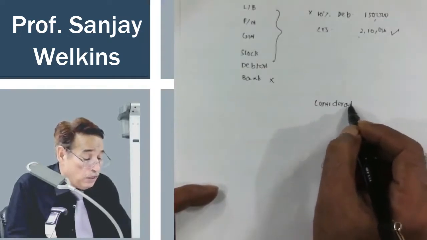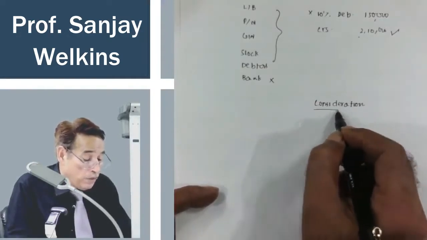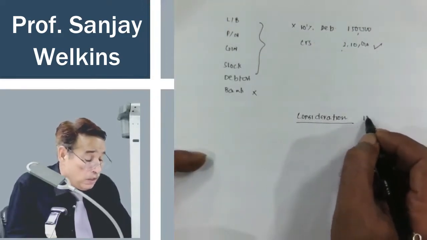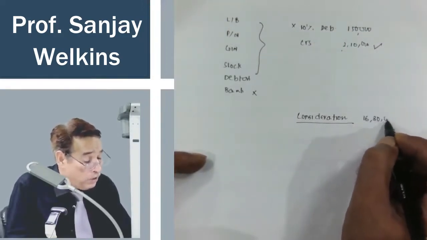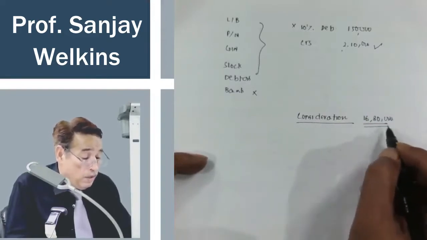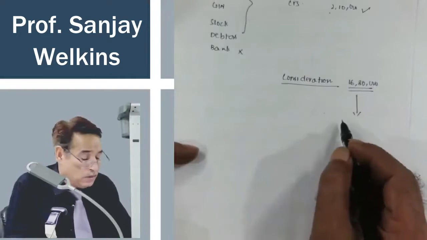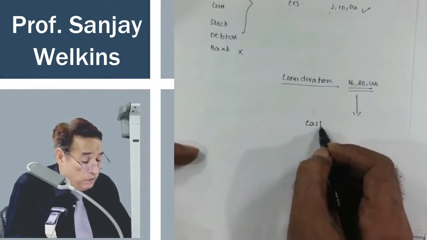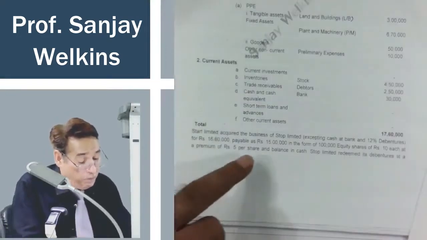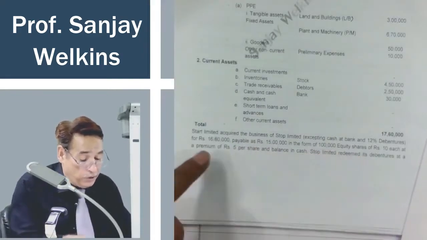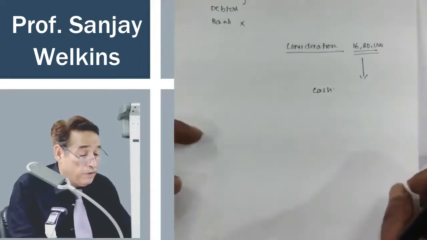And we will see in the upcoming questions that we will have to compute the consideration. In this question, it is given. So the consideration amount is 16,80,000. Correct? Further, it is given how the purchasing company will discharge the purchase consideration. It is given that the purchasing company will pay 15 lakh in the form of 1 lakh equity shares of 10 each at a premium of 5.